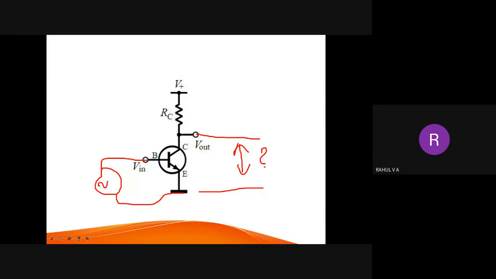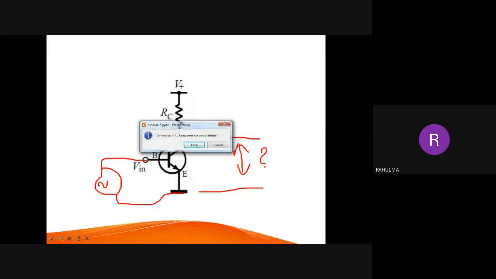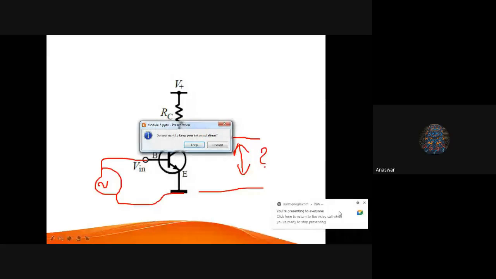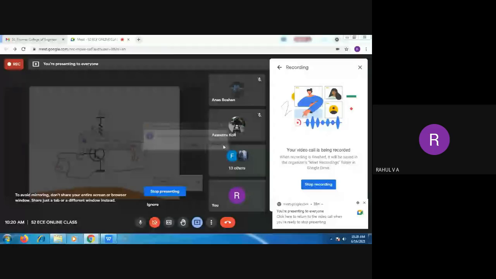Before that, I want to take the attendance. Anas Roshan. Present, sir. Anashwar. Present, sir. Anugrah. Present, sir.